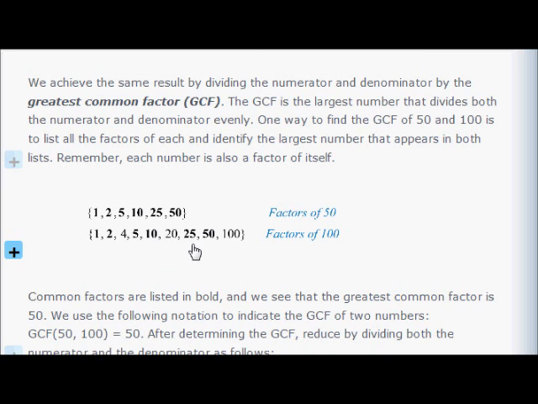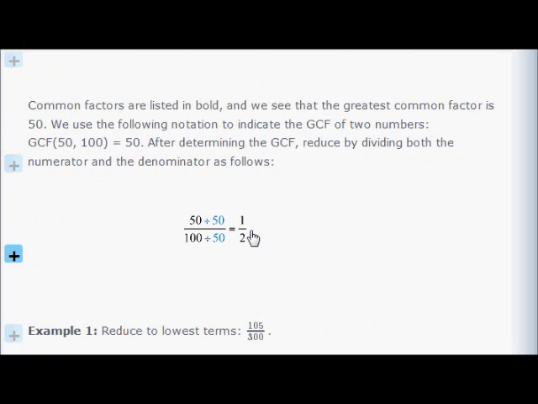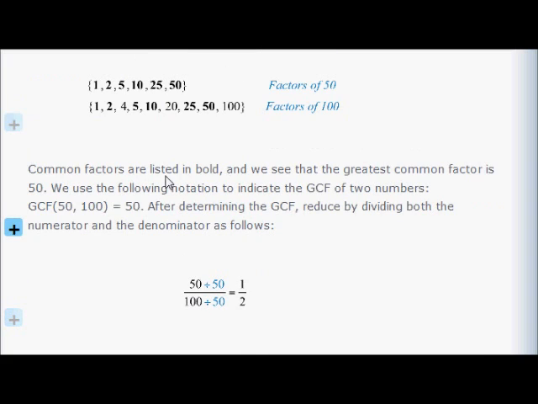So, what's the biggest number that's common to both of these lists? Well, you'll notice that 50 is the biggest number common to both of these lists. You have some other numbers common: 1, 2, 5, 10, 25, and 50. Basically, all the factors of 50 are also factors of 100, okay? But not all the factors of 100 are factors of 50. So the biggest number here is 50. The biggest number that's in both lists is 50. So that's the GCF. And this just explains the common factors are in bold, and the GCF is 50. And we use this notation to indicate what we've just done.